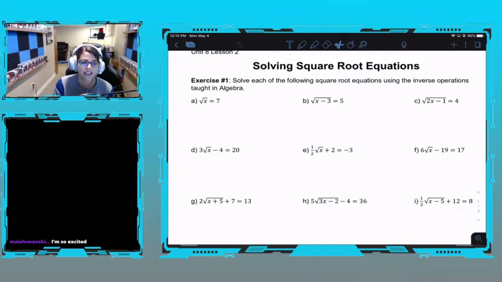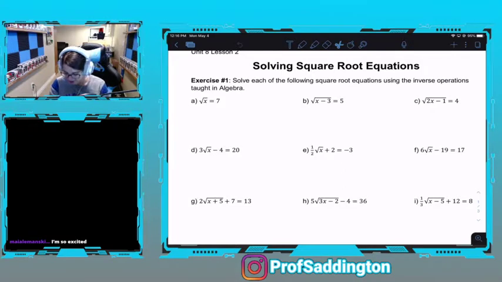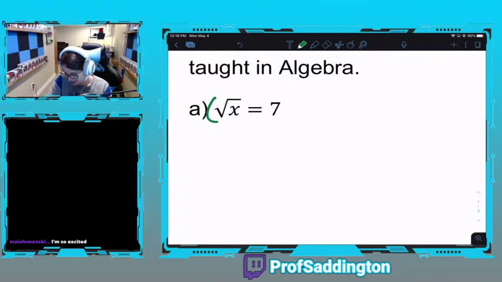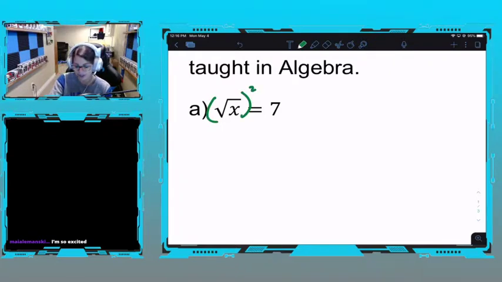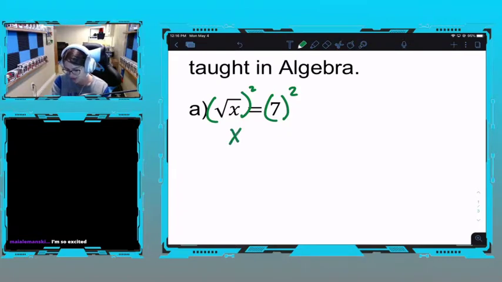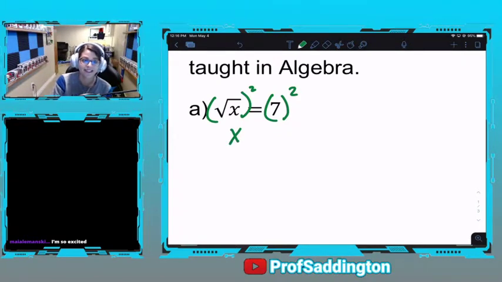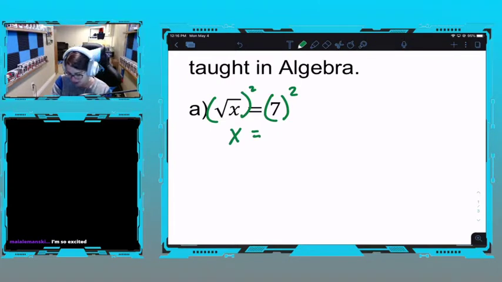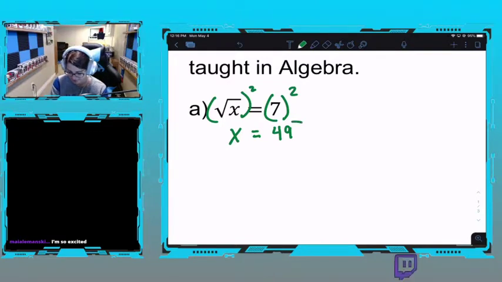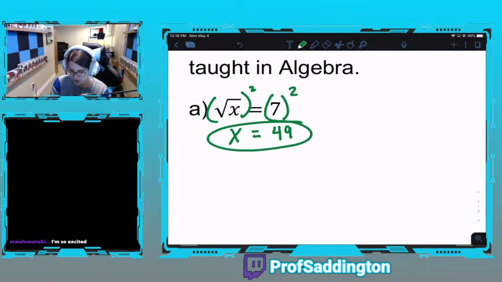So we have to think about how do you undo a square root? Well, you square it. So if you look at example A, if I square one side, what I do to one side of an equation, I have to do to the other side. So that means the square and the square root cancel each other out. So it's just x on the left equals 7 squared, which is 7 times 7, which is 49. And bam, that's it. Pretty chill.